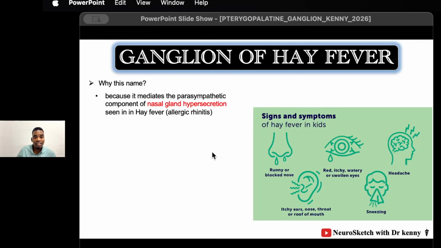So in the situation of allergic rhinitis, we have a lot of secretion of mucus. And this hypersecretion occurs because the glands are being supplied by the pterygopalatine ganglion. That ganglion is related to this allergic rhinitis, which is called hay fever, and so this is called the ganglion of hay fever. That sounds like pretty much it for today.